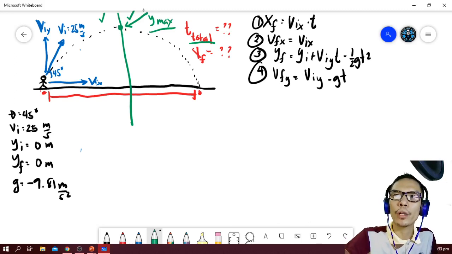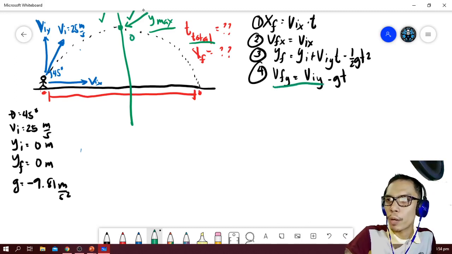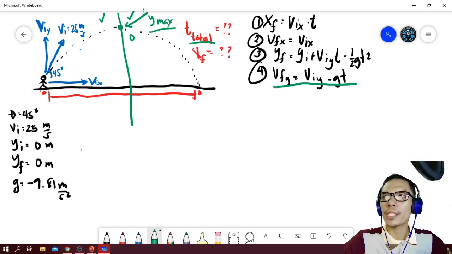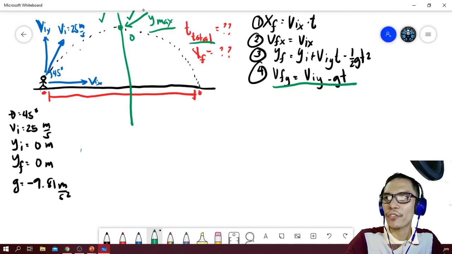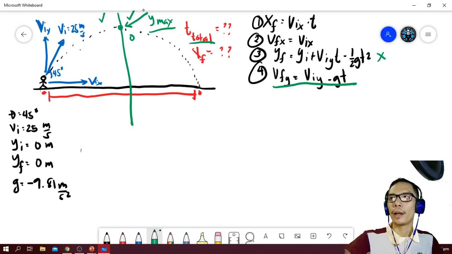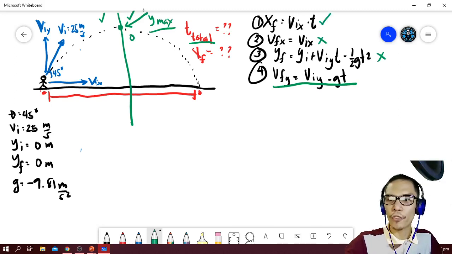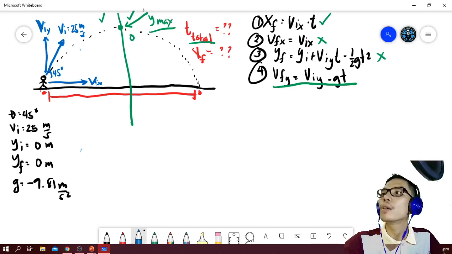So let's try out. What are we going to use? Since we will use the maximum height, we all know that the velocity here is 0, so we will use this one. Since the problem is not looking for the y f, or the maximum height, this is not applicable. Also number 2 is not applicable. And since we are looking for the range, this is applicable. So let's use the formula that we selected.